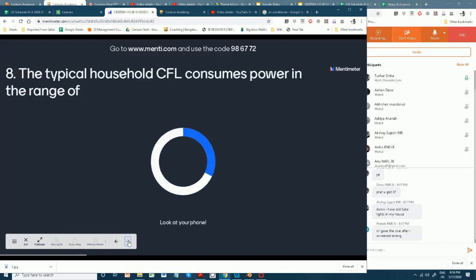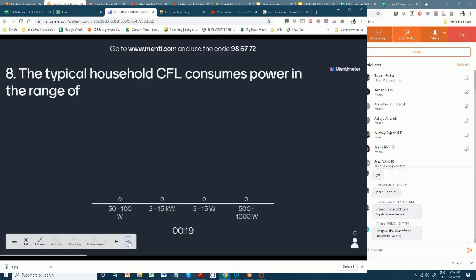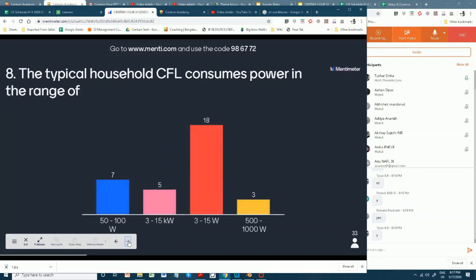Okay, the typical household CFL consumes power. How much power does it consume? So look carefully. What is the right answer? If you have ever bought it, you must be knowing it. Easy, right? Have you ever bought a CFL lamp? Ordered or gone to an electrical shop and bought it. So what do you say? Typically, what is the range? Many of you have got it correct.